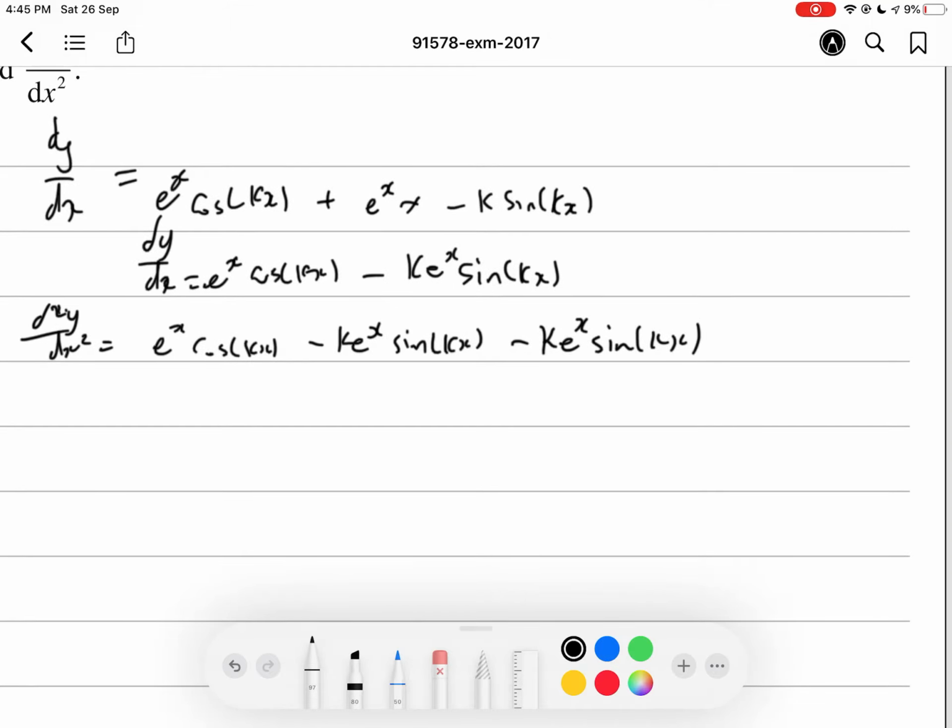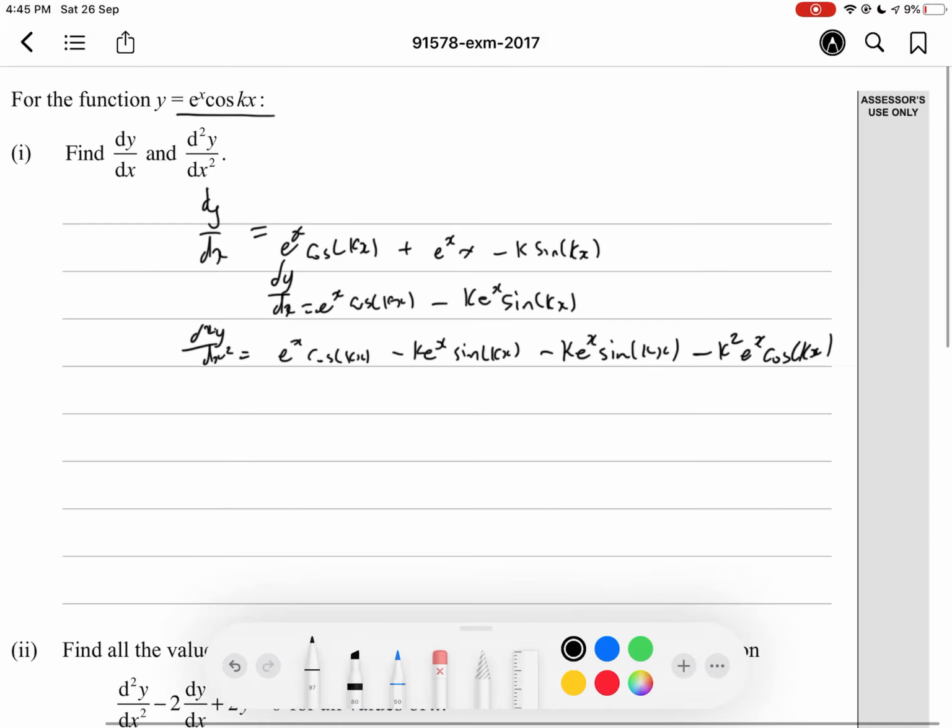And we need to find the derivative of sine kx multiplied by negative k e to the power of x. The derivative of sine kx is k cos kx, because sine differentiates to cos, and we need to multiply by the derivative of the inner function, which is k. So in this case, we'll have minus k squared e to the power of x cos kx. And that's our final answer for this question. Okay, so this question.